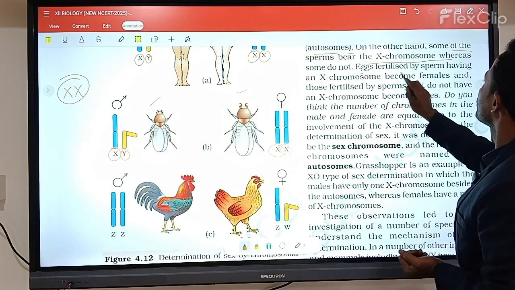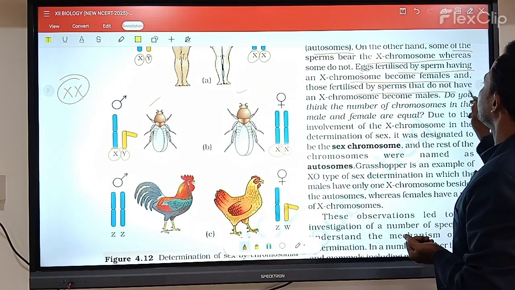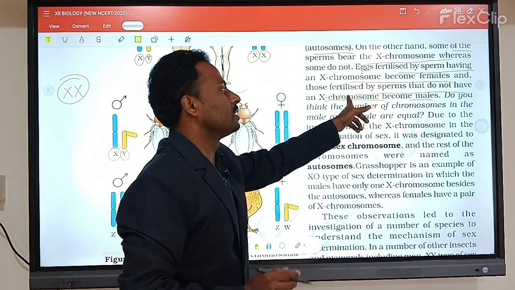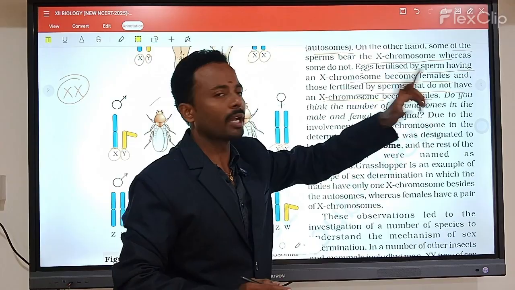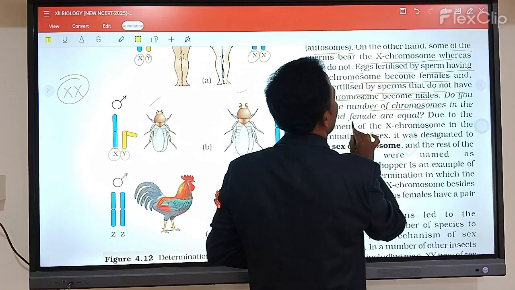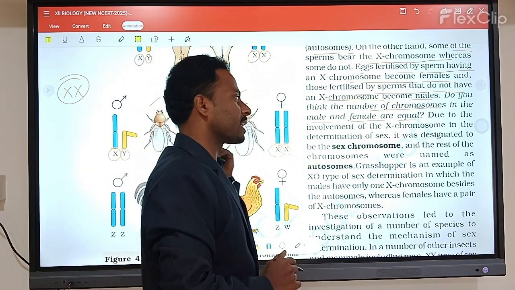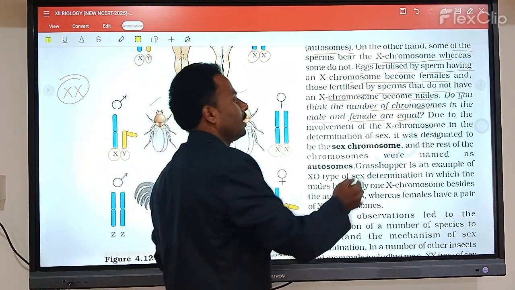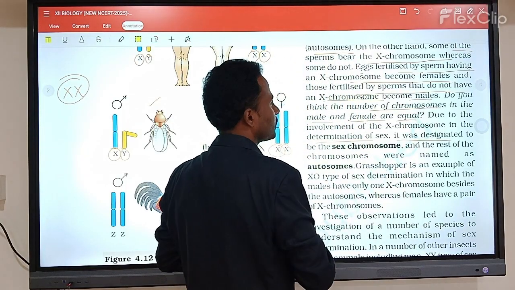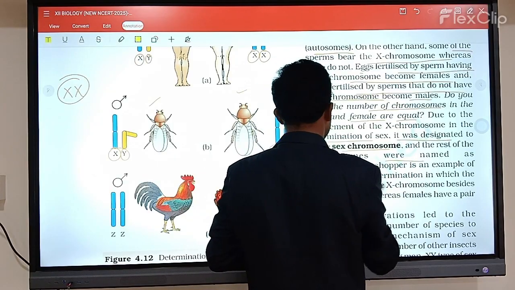Okay, an egg fertilized by a sperm having an X chromosome becomes a female, and an egg fertilized by a sperm that does not have an X chromosome becomes a male. Do you think the number of chromosomes is equal in male and female? The female has XX, and the male has XO or XY. The X chromosome determines the sex, so the sex chromosomes were distinguished, and the rest of the chromosomes were named autosomes.